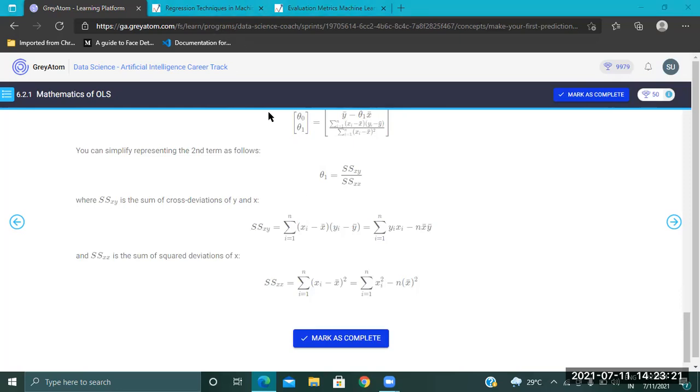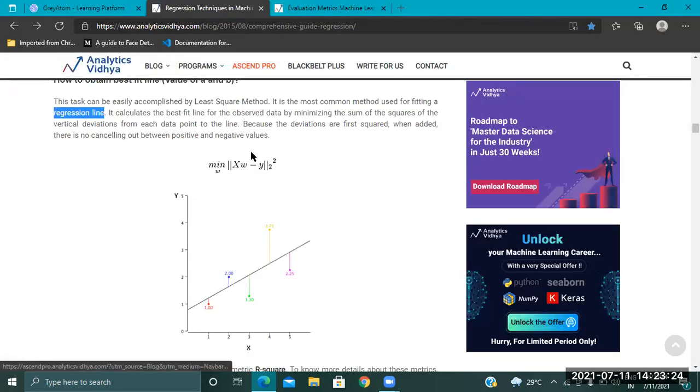See, is my screen visible? Yes. So see, this is the equation which I have stated. That is OLS, the least square method for linear regression.